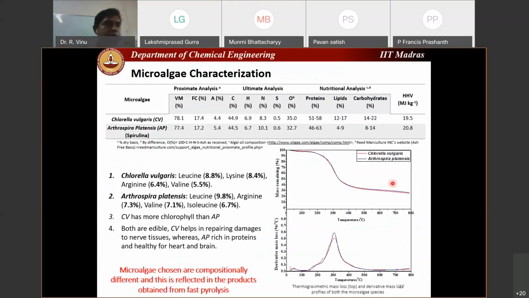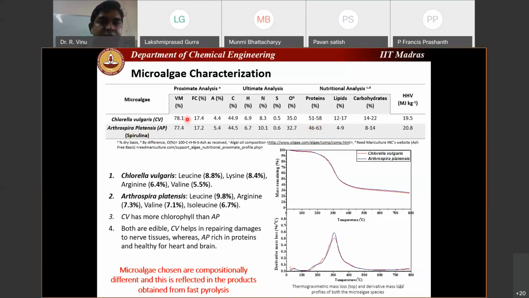Quickly, I should be able to complete my presentation in 5 minutes, I think. This is a typical characterization of the two different algae that we took for this study. The idea is to use all three different pyrolyzers and see the change in product distribution when we use these algae. We use two algae: one is Chlorella vulgaris and the other is Arthrospira platensis, also called spirulina, which is a very good protein supplement. It has a very high amount of proteins in it.